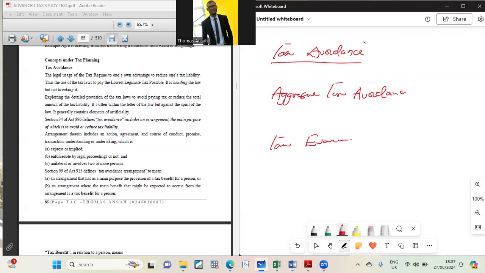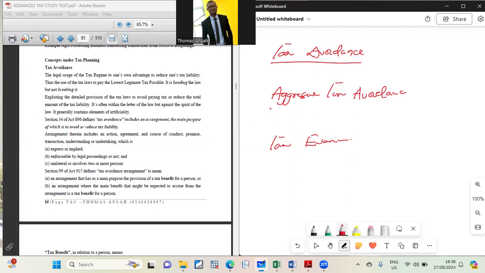You are doing your planning within the confines of the law to reduce your tax liability. Section 34 of Act 896 basically says that tax avoidance includes any arrangement, the main purpose of which is to avoid or reduce your tax liability. So that's how the law defines tax avoidance: any arrangement, the main purpose of which is to reduce your tax liability. There are so many ways of going about it. It's just using legal means to avoid tax payment, or reduce your tax payment.